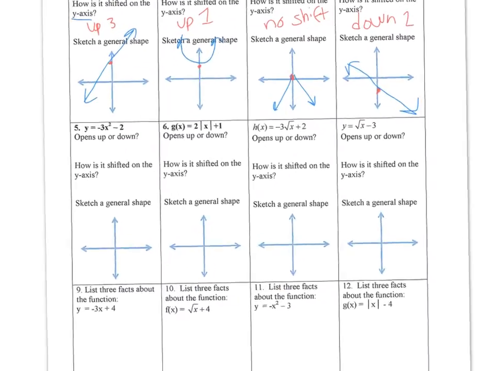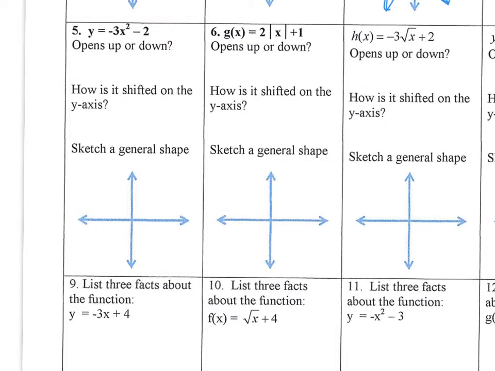Okay, number 5. This function makes a parabola. It's opening down because the number in front is a negative. So it opens down. How is it shifted on the y-axis? Look at your constant, which is negative 2. It's shifted down 2. So on the y-axis, I'm going to go down 2 and make a parabola that opens down. I know it's a parabola because of the x squared term.